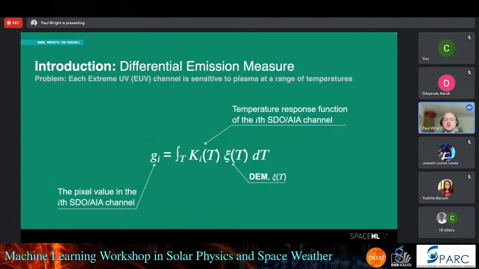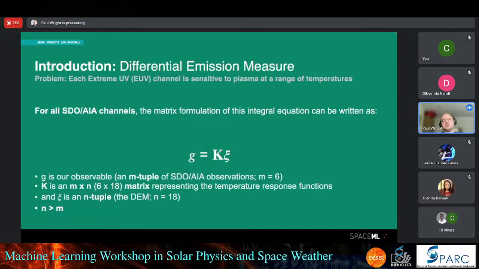More formally, we can write this as an integral equation, and the forward problem is relatively straightforward. With a known temperature distribution, we can determine what the counts in the SDO AIA would be. However, if we have the SDO AIA counts and want to determine that distribution, this is an ill-posed inverse problem. There are a large number of distributions that will satisfy the input data.